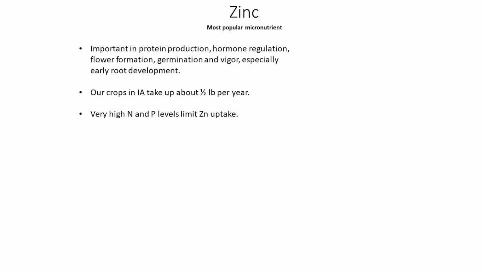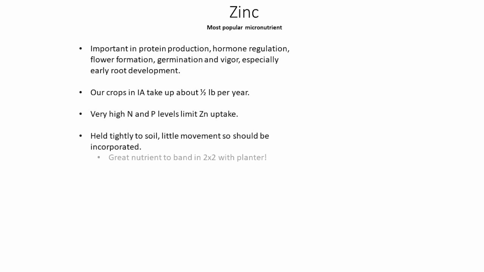Now, zinc is a positively charged nutrient, so it's held tightly to our soil. So it's not one that we like to just broadcast and leave on top. If you could broadcast it and incorporate it throughout the soil profile, because it doesn't move much, the roots are actually going to have to probably intercept most of it. But because we're applying such a small amount of zinc, we find once again that planter applications, especially a 2x2 application, because we are getting it in the soil, is very, very efficient.